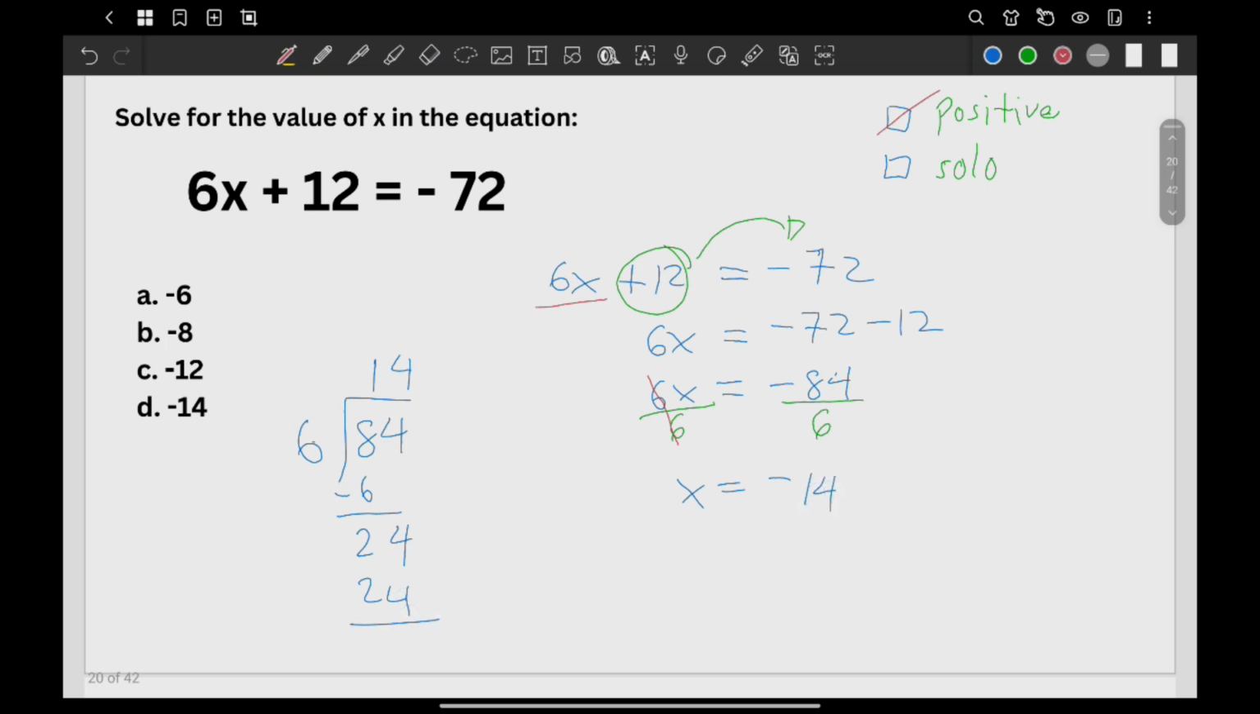Now, is the variable x already solo? Okay, positive and solo? Yes. That's why we're done already. The value of x is negative 14. There you go. Let's continue.